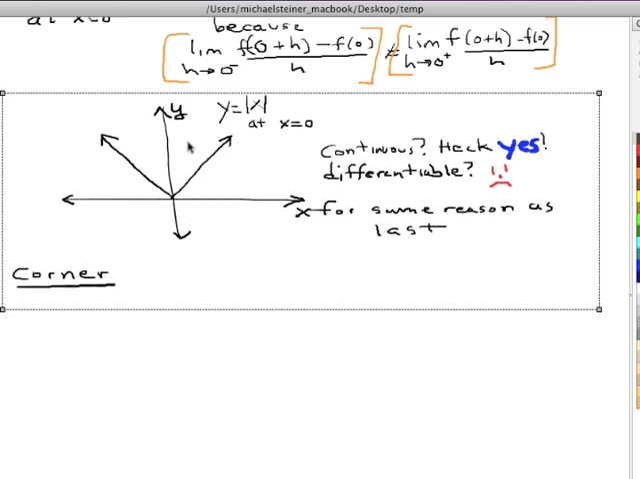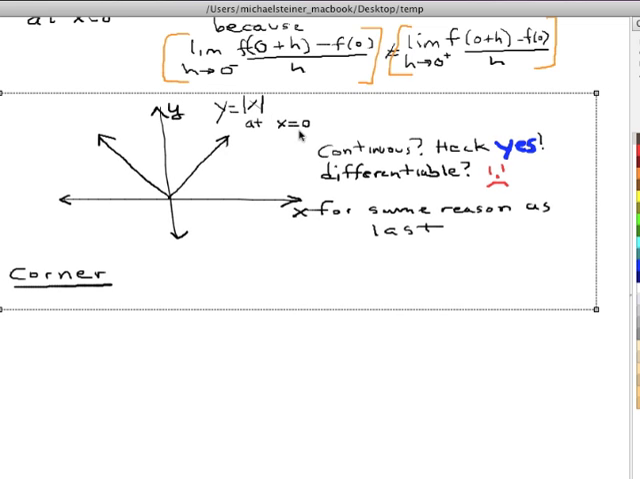So what about this one? We have y is equal to the absolute value of x, and we're looking at x equals 0. Is this continuous? Heck yes, because if we just take our pencil, we can never leave the paper while we draw this function. Is it differentiable? Sadly, no, it's not. For the same reason as the last, the limits from either side are not the same.